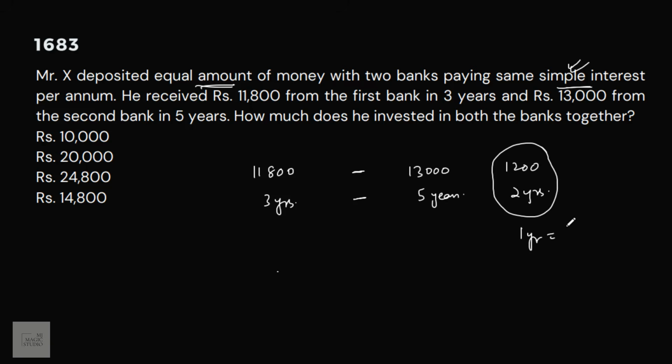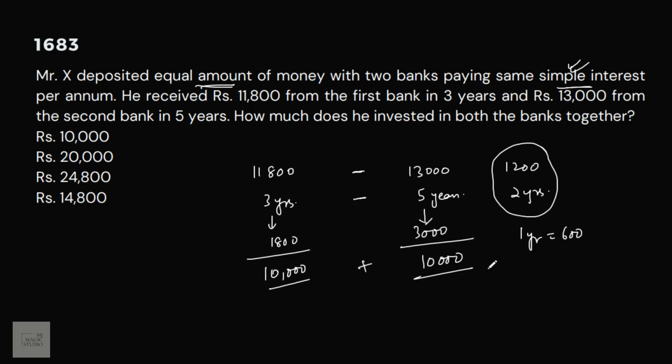That means on one amount, on one principal, 2 years interest is 1200. 1 year interest is 600. 3 year interest is 1800. 11,800 minus 1800 is 10,000. We can check here also. 5 years interest is 600 into 5, that is 3,000. 13,000 minus 3,000 is 10,000. 10,000 is invested in both the banks. Fine. Then how much is invested in both the banks together is 10 plus 10, that is 20,000 rupees. Option B fits in.